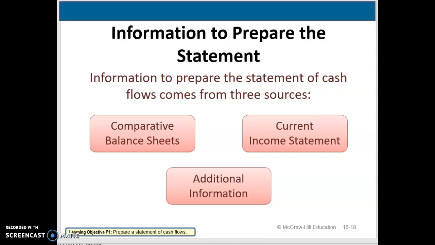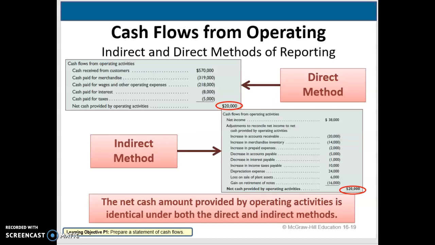The current income statement is used to help compute cash flows from operating activities. And our additional information typically includes details that are going to help explain cash flows and non-cash activities. So let's take a deeper look. Cash flows used or provided by are reported using the direct method or the indirect method. For our class, we're going to be using the indirect method.